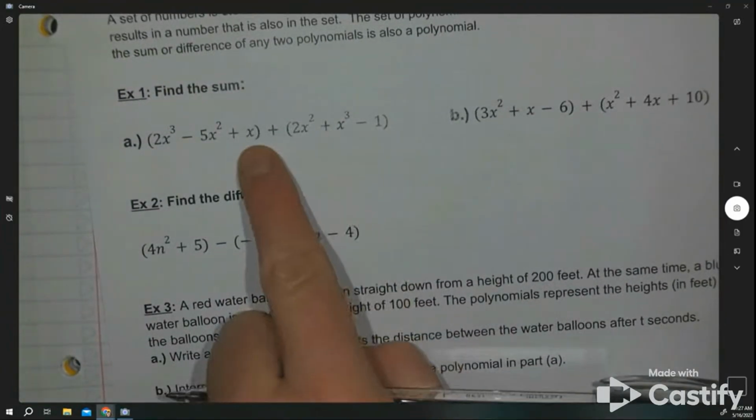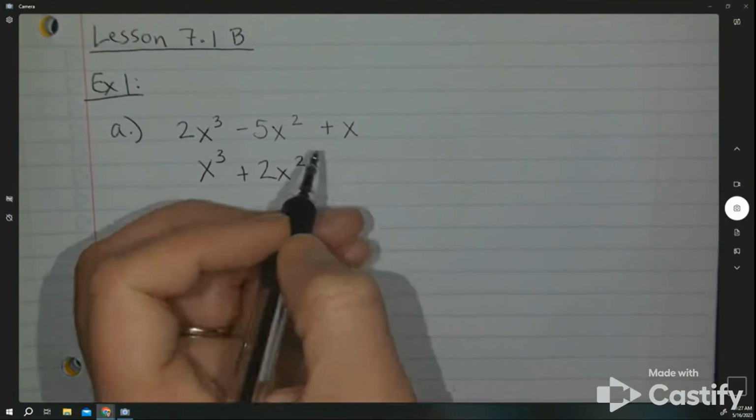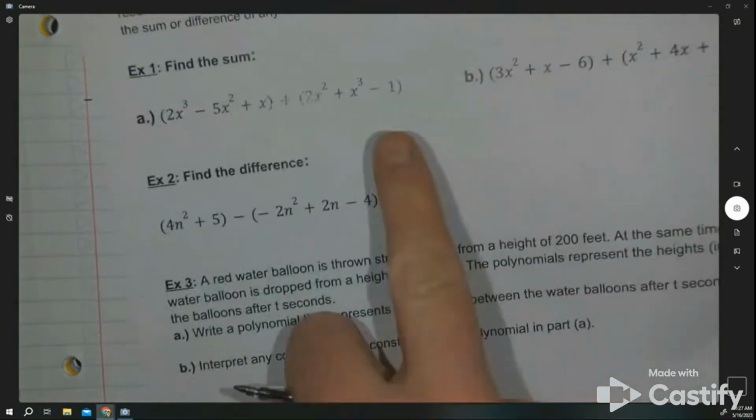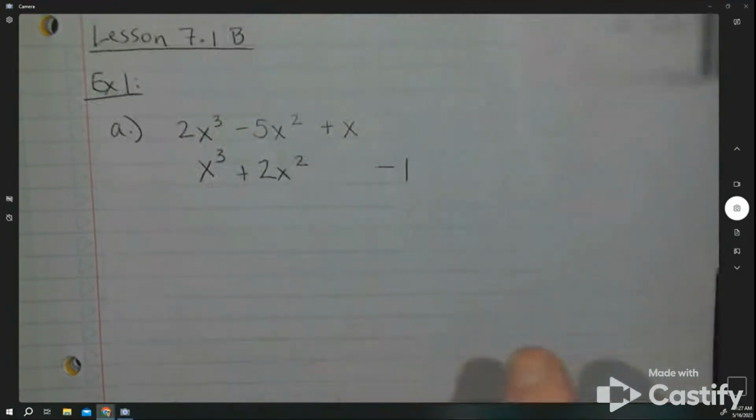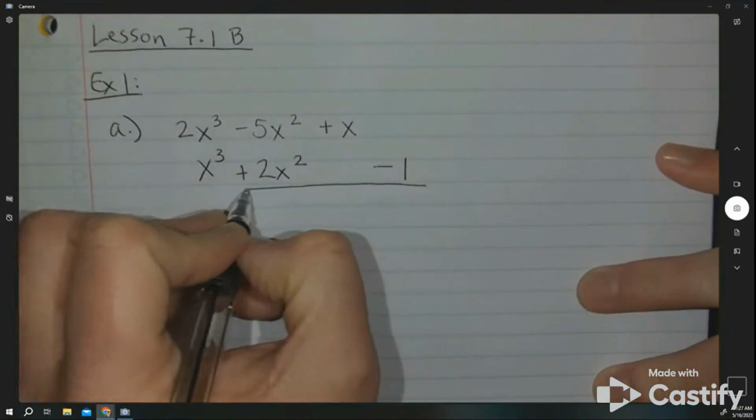Then I don't have any plain old x's. See how this one has just a plain old x? But I do have this minus 1, so I need to include that. But I'm not going to stack it under x because those are not like terms. Instead, I'm going to add another column off to the side here. Minus 1, because notice it was minus in front of there, so I have to make sure I keep that sign the same. So now I'm going to go ahead and add what I've got.